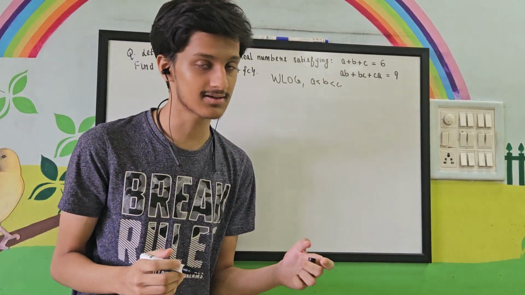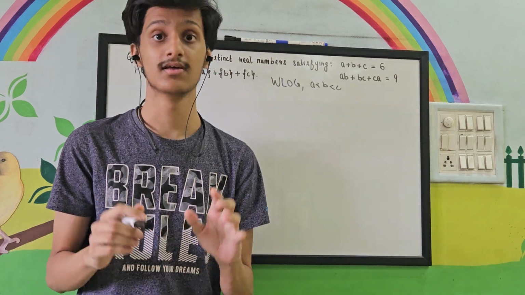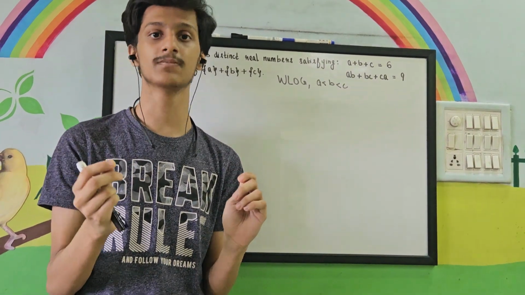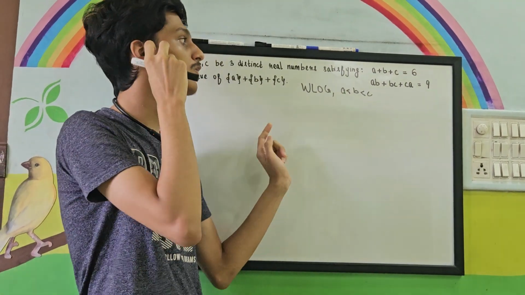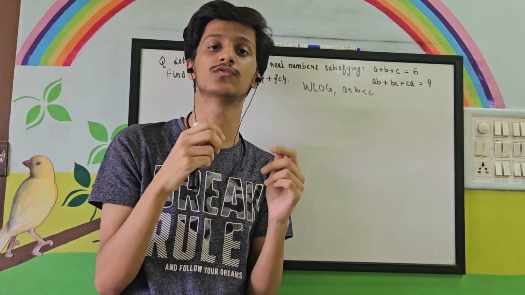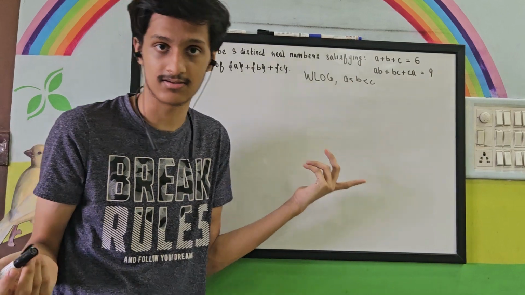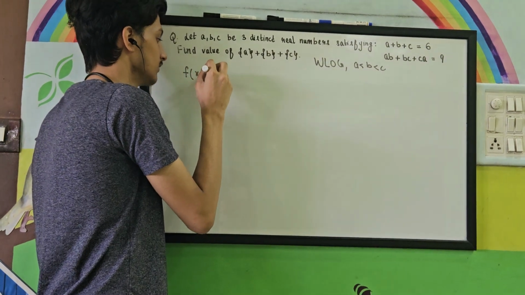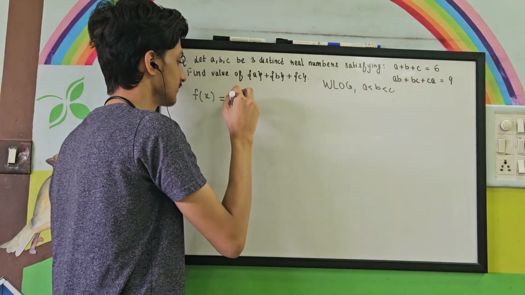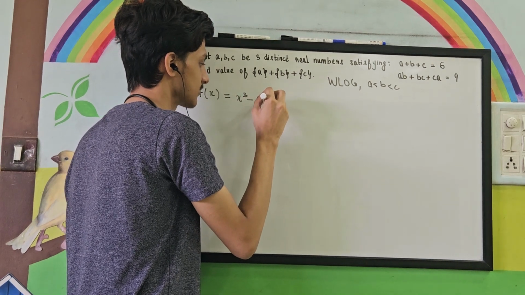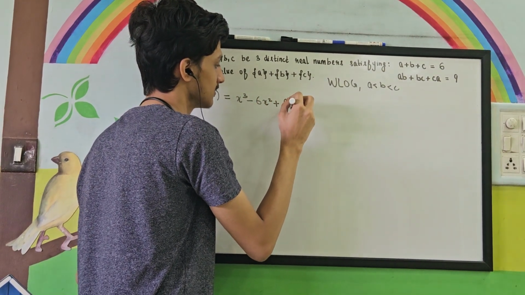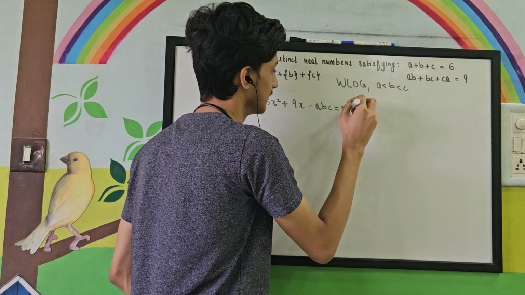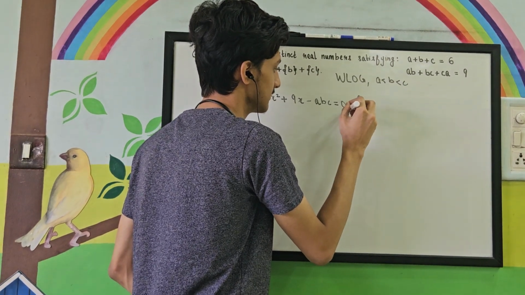Secondly, cyclic and symmetric sums appear commonly in polynomials. The most common idea here is to use Vieta's formula to form a characteristic cubic whose roots are A, B, and C. That's it. So let me just do that. Let f of x equal x cubed minus sum of roots times x squared plus sum of roots taking two at a time times x minus ABC equals 0. And this has three roots, A, B, and C.